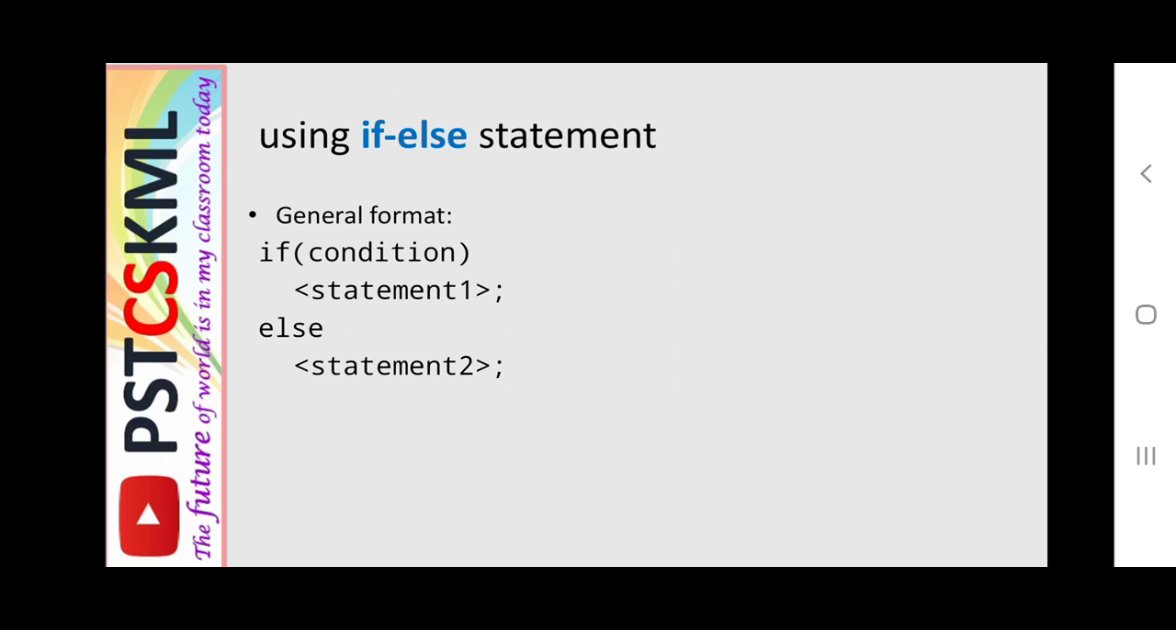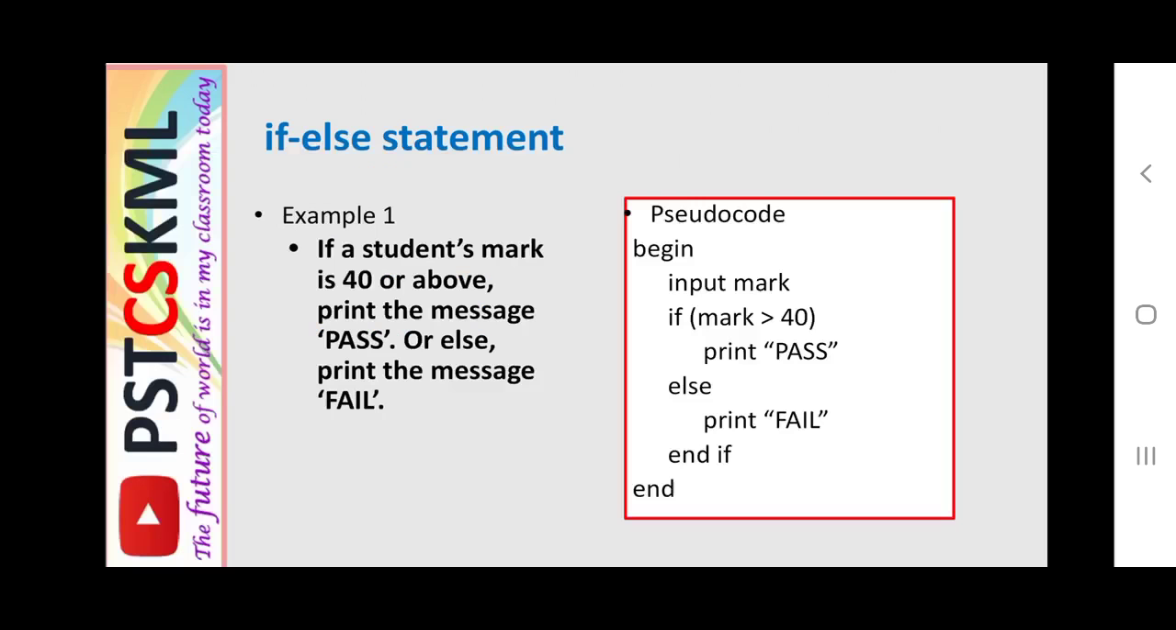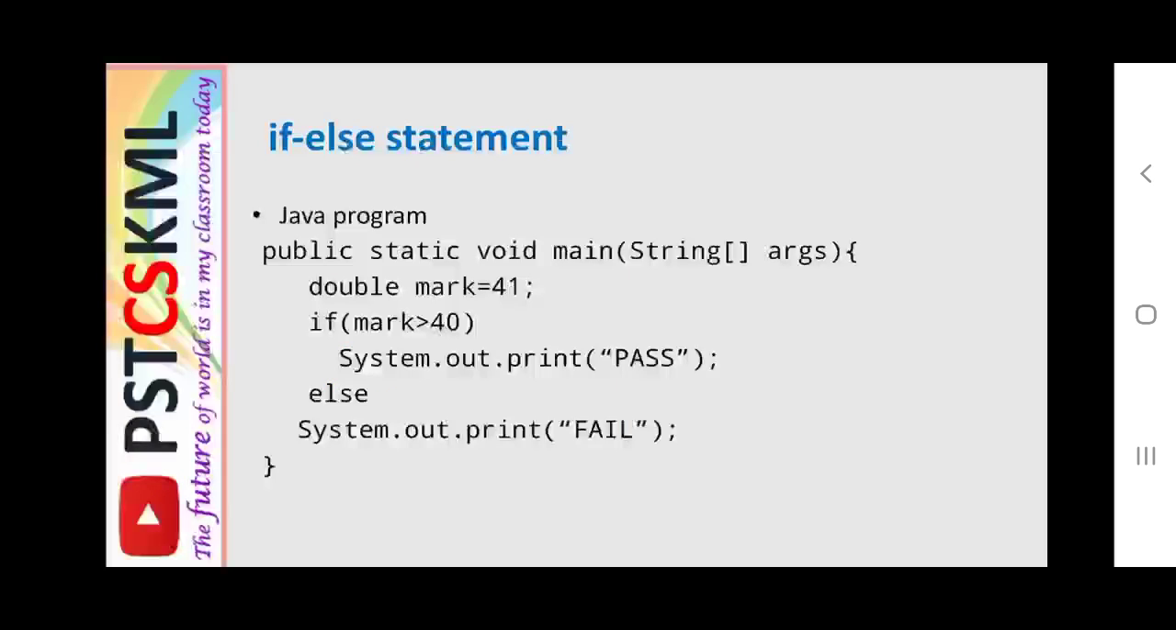You have if and else. When else, you didn't have any condition beside that. For example, begin, and if mark is more than 40 you print pass, else you print fail, end if. Public static void main, double mark is 41. If your mark is more than 40, you print pass. So the output will be pass because your mark is more than 40, right?